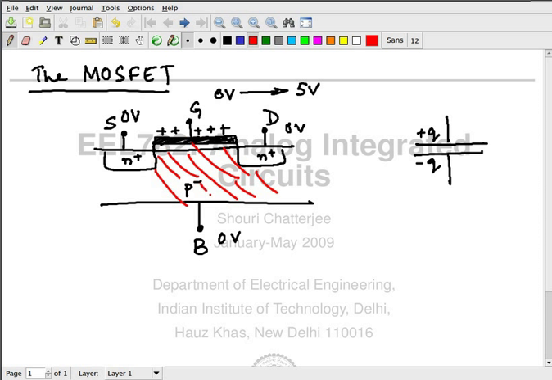Not the oxide. By mistake one line went over there. Not the oxide layer, but everything else is basically the bottom plate. So this entire region should accumulate a charge of minus Q. Okay? So first of all, our negative charge is there.